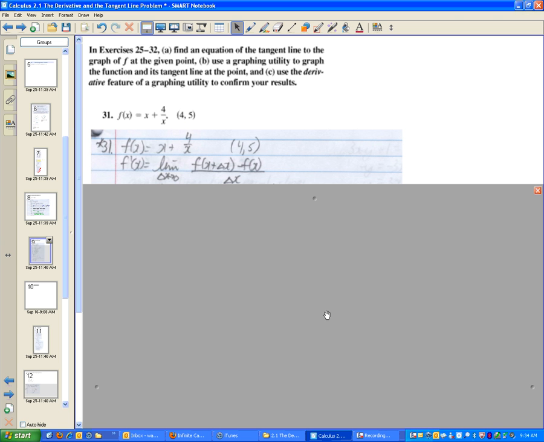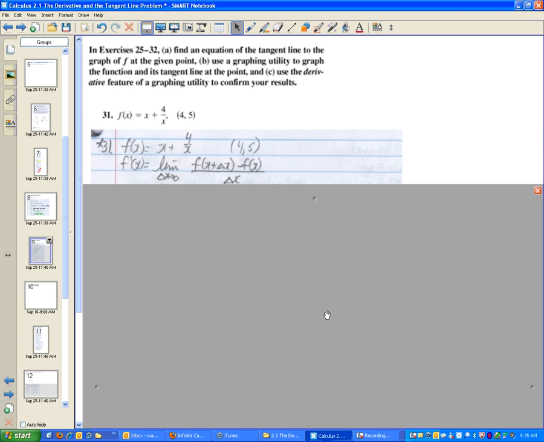All right, we're supposed to find an equation of the tangent line to the graph of f at the given point, use a graphing utility to graph the function and its tangent line at the point, and use the derivative feature of a graphing calculator to confirm your results. Wow, that's a lot. All right, so f of x equals x plus 4 over x. That's our function. We're going to find the equation of the tangent line that goes through the point 4, 5.